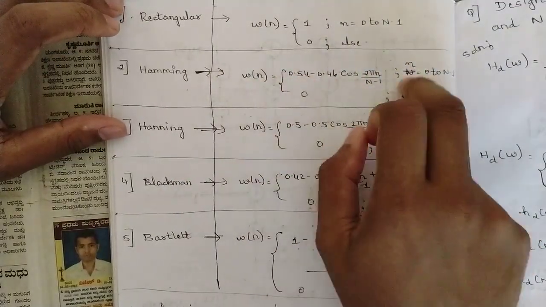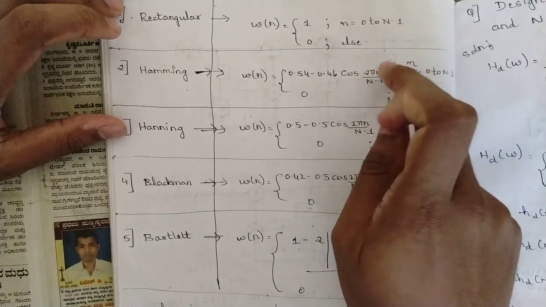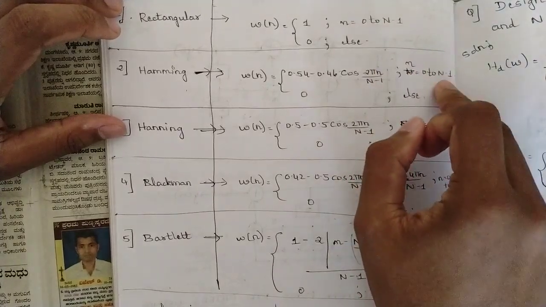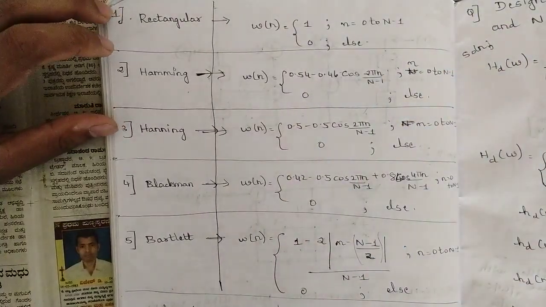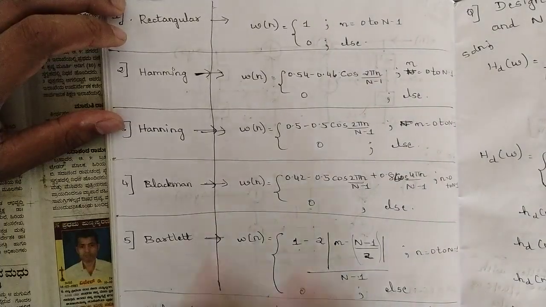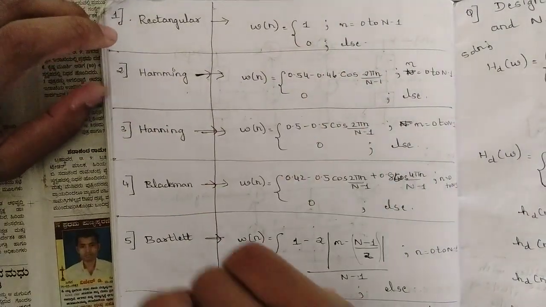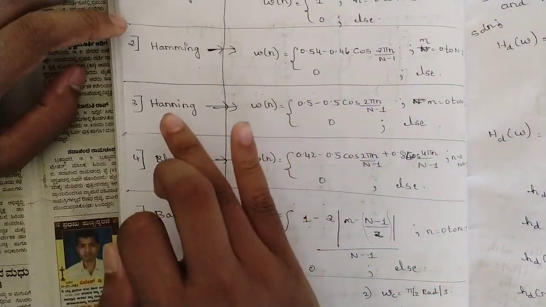This we should put in the calculator as a standard equation and substitute different values of n that vary from 0 to N minus 1. N minus 1 is related to the length of the filter that they would give you in the question. Put this equation in the calculator and get the standard values of omega n. I will explain that when I solve the problem. Next is the Hanning window.